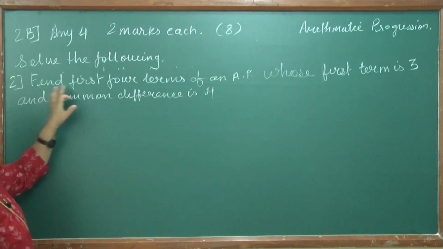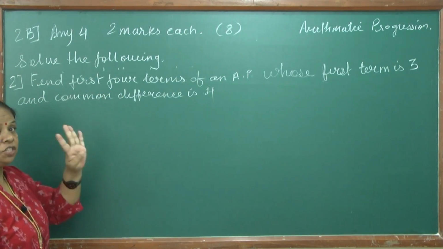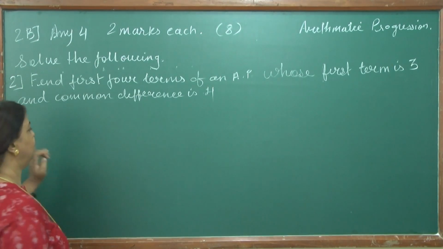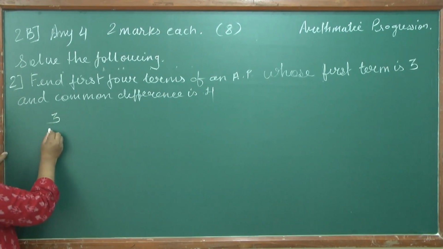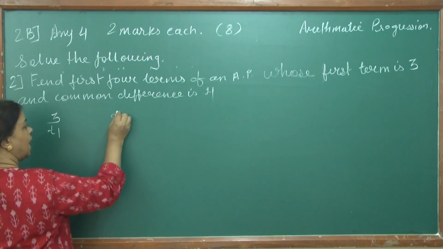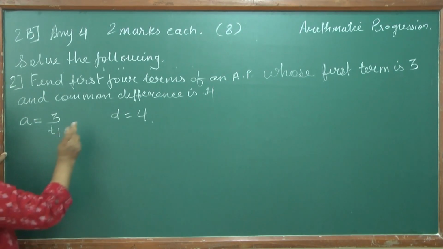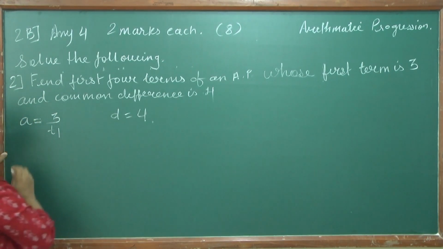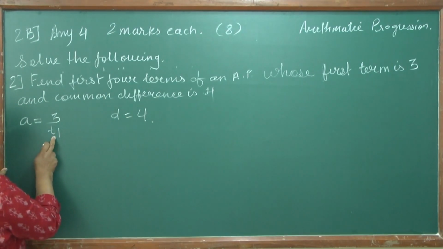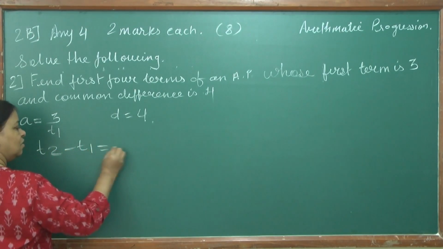Second question: find the first 4 terms of an AP whose first term is 3 and common difference is 4. So T1 is 3 and D is equal to 4. T1 is nothing but A. Children, if D is given and any one of the terms is given, we can use the formula. For example, T1 and D are there. So the formula is T2 minus T1, which is D.